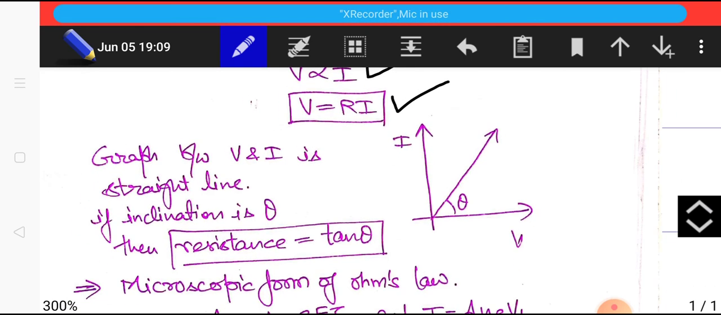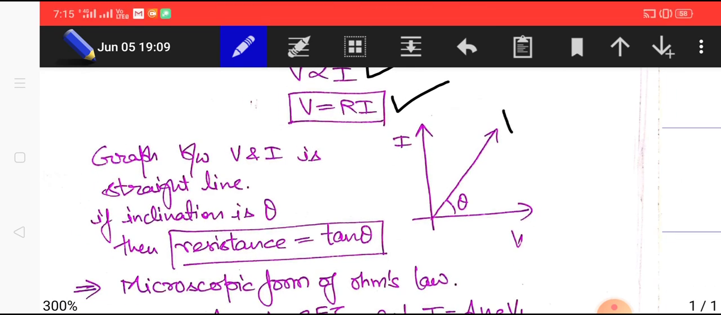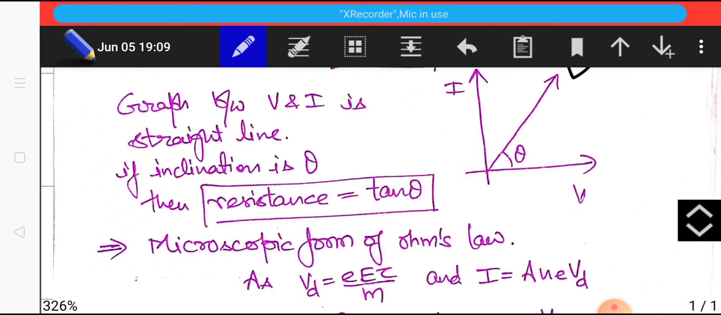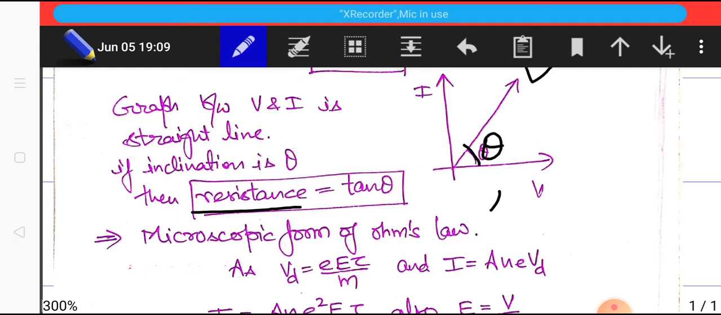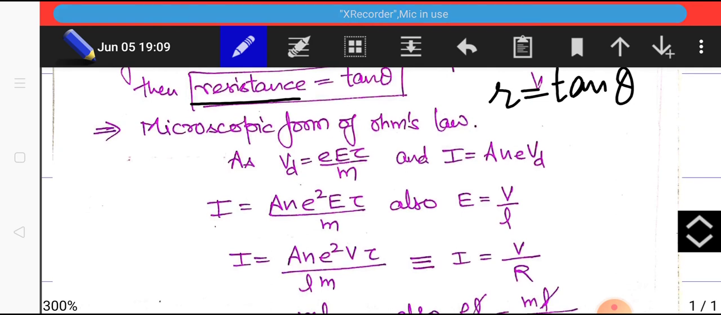If you will plot a graph between current and voltage, you will always get a straight line which is representing resistance is constant. If you will take tangent theta of the inclination of graph, that is known as slope of graph, then it will give you resistance. So your R is equal to tangent theta. So you can always find out the resistance if the angle of the VI graph is given.